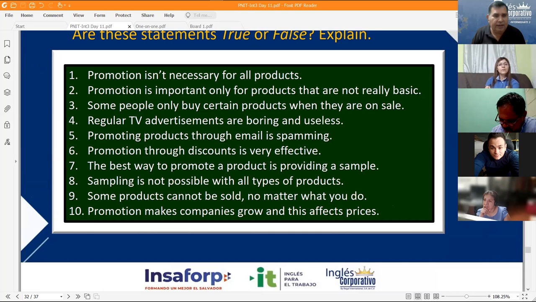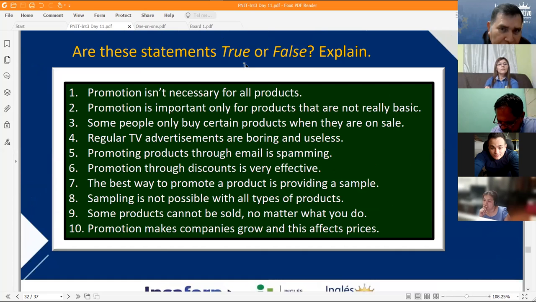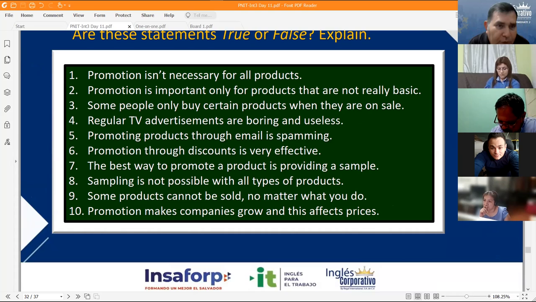Like this. I'm going to read it and then you're going to give your opinions. You have to say if this is true or false. Are these statements true or false? Explain. Number one, promotion isn't necessary for all products. Yes, it's necessary. True. Isn't necessary.